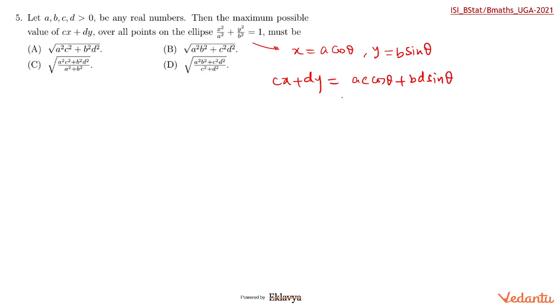Alright. So for the maximum possible value, a, b, c, d are all positive. This is a linear combination of sin and cos, so the max value would be under root of (ac) whole square plus (bd) whole square. So root under a squared c squared plus b squared d squared, that is given in option number A. So the answer must be A. A simple question.